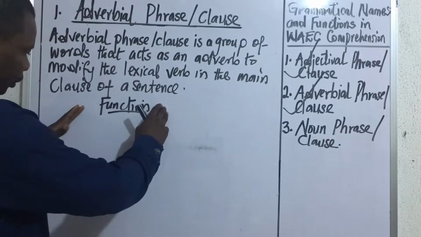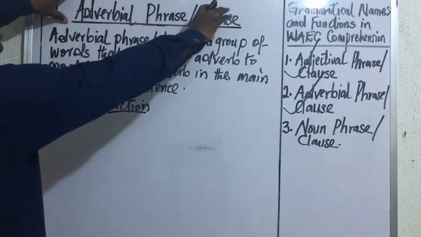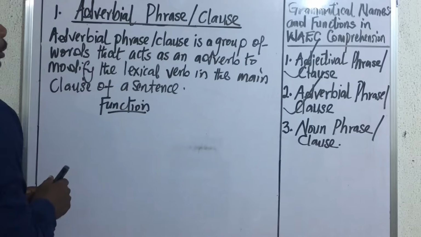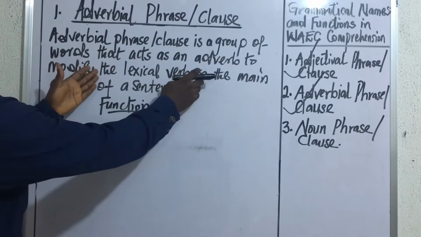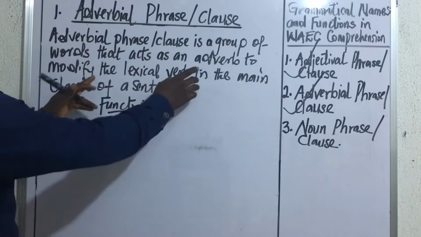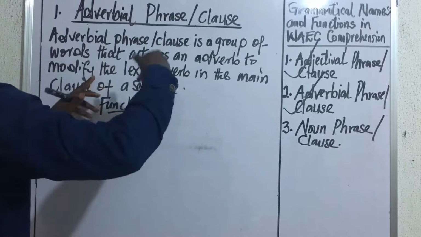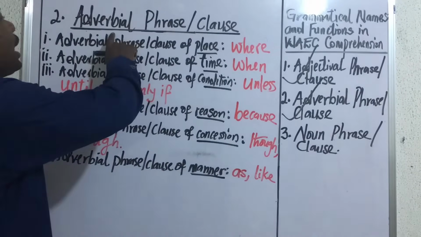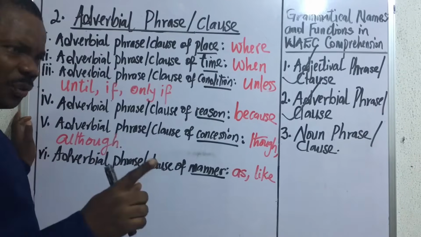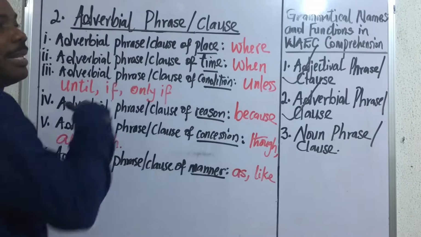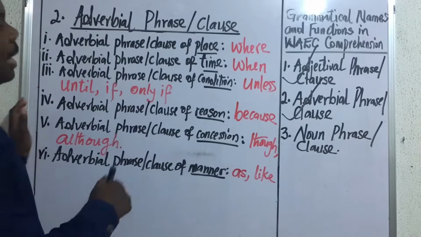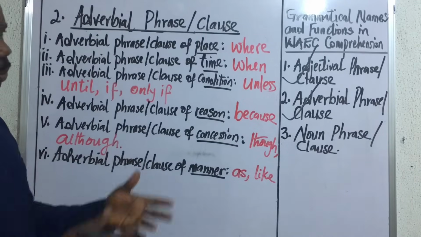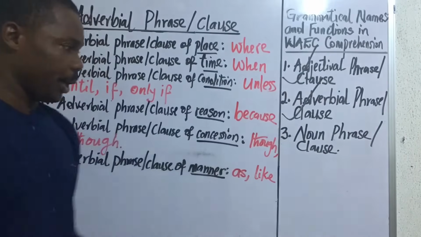Now let's talk about the functions. All adverbial phrases or clauses perform a single function, and that is what is already contained in the definition we provided here. They modify the lexical verb that is contained in the main clause of a sentence. Now, having established that the function of any adverbial phrase or clause is to modify the lexical verb in the main clause, the next thing we want to talk about is how to identify them in words, in expressions, when they are given to you in WAEC comprehension.